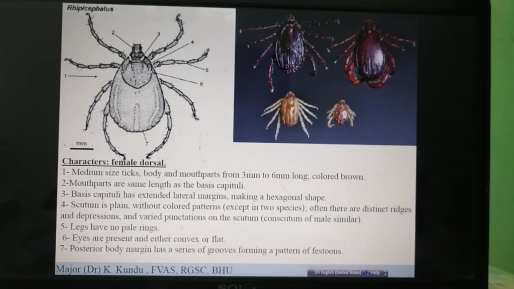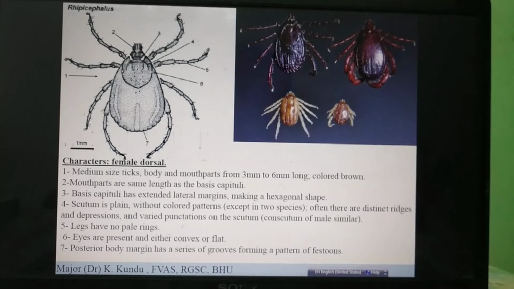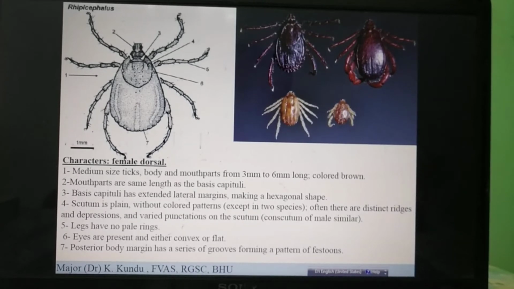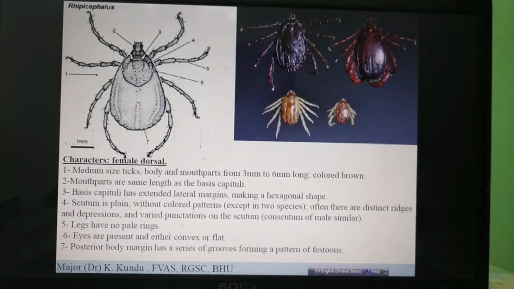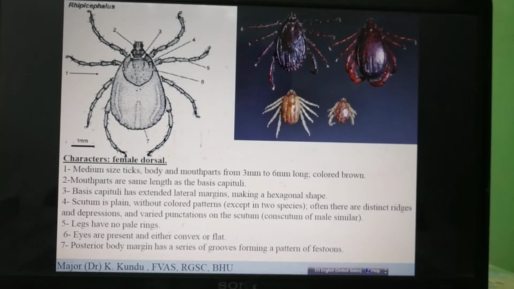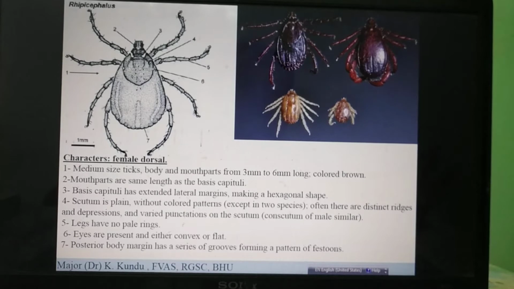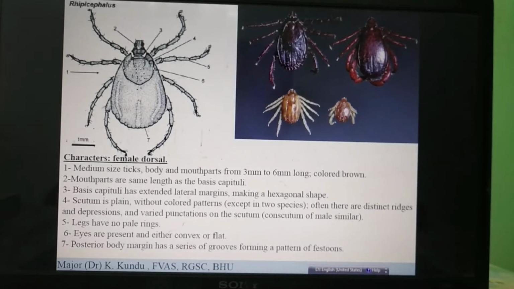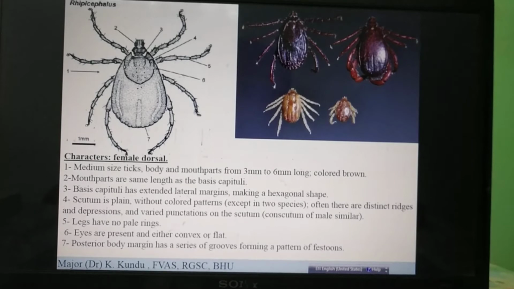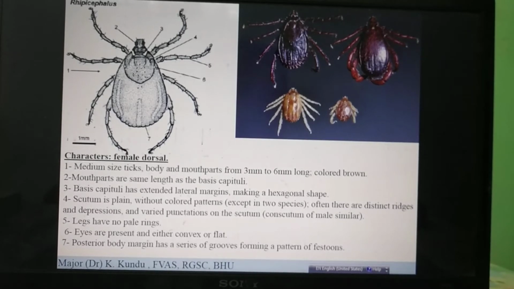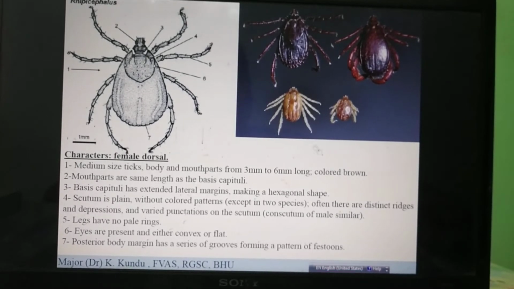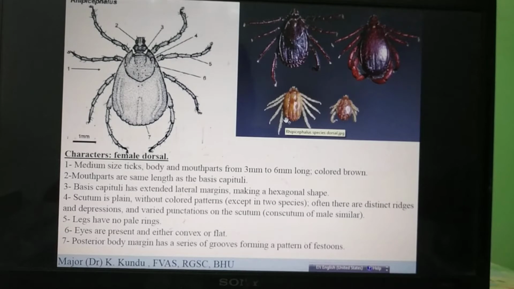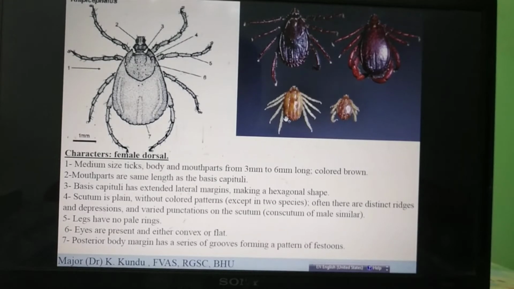Now in Rhipicephalus there are two important ticks which are found in India. Rhipicephalus microplus, which is the bovine tick, is responsible for transmission of Anaplasma marginale, Babesia bigemina, Babesia bovis. There is another species of dogs, which is also known as the brown dog tick. It is called the Rhipicephalus sanguineus. It is responsible for transmission of pathogens like Babesia vogeli, Babesia gibsoni, and Ehrlichia canis, as well as Ehrlichia platys, Anaplasma platys, as well as the protozoa Hepatozoon canis.